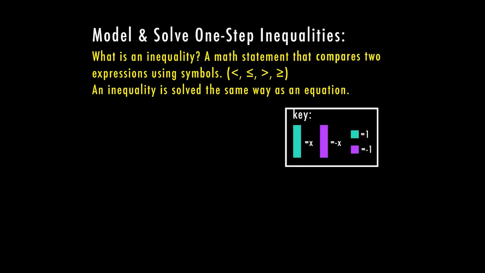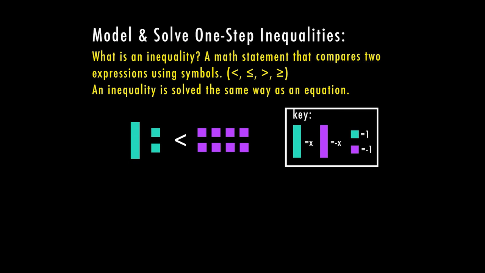So first we need a key that goes with our problem. Again, the key is still going to be the same as other videos you've seen with the models. So the x is represented by a green rectangle. The negative x is represented by the purple rectangle. The green squares are equal to 1, and the purple squares are equal to -1.